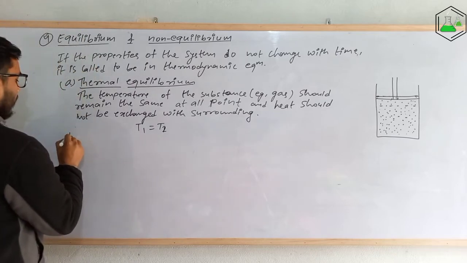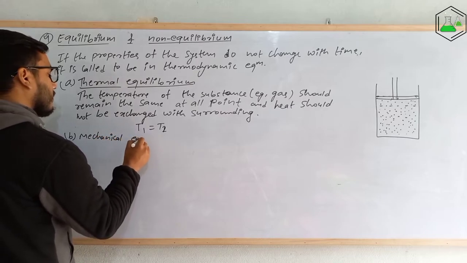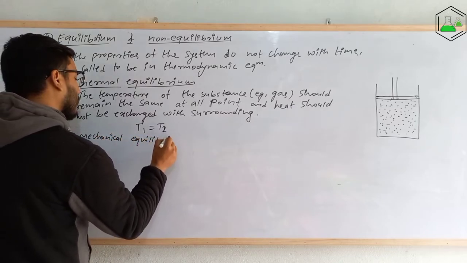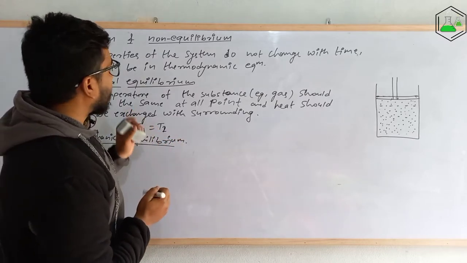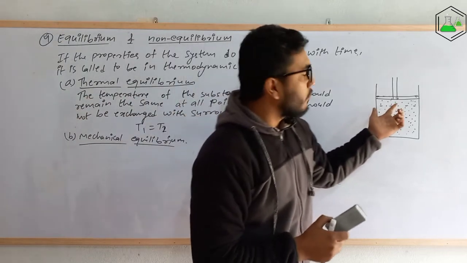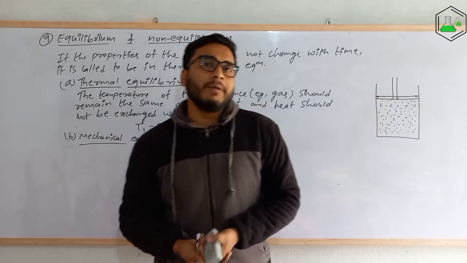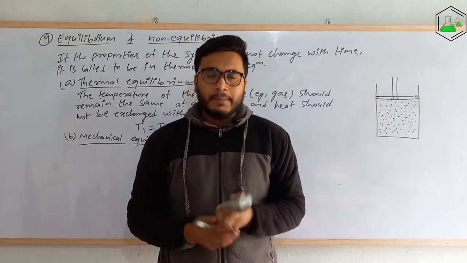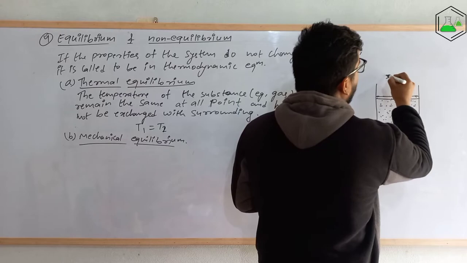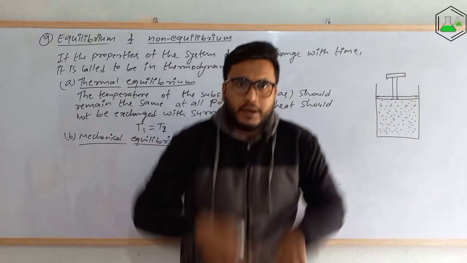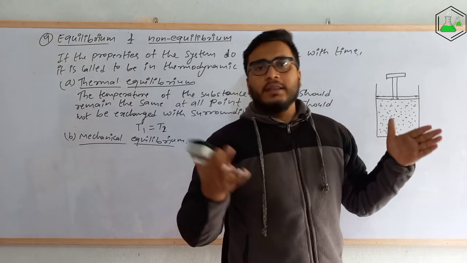Okay, the second one is mechanical equilibrium. This is the second criteria for a system that must be followed in order to be in thermodynamic equilibrium. Now, mechanical equilibrium is related with pressure as well. Now, let us consider a condition. This is the piston and we suddenly push the piston. What will happen? The pressure inside it will obviously change, right?